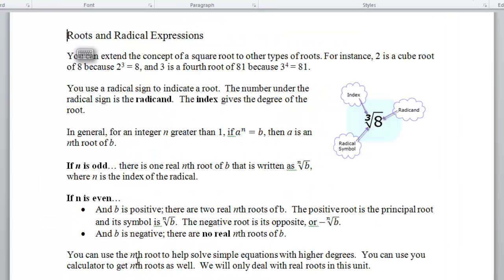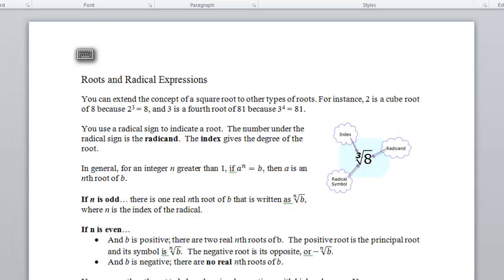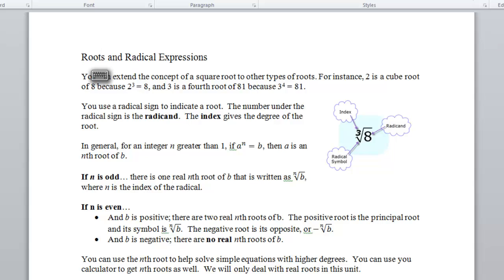Now, the difference in this particular unit and what we're going to be working on here is that we can have a root value that is greater than 2. So just like we can have a power greater than 2, we need a root to offset that power. And so you can see here in this little picture that we show you the given parts. Now, sometimes you'll find your teacher will refer to the index as the root value.